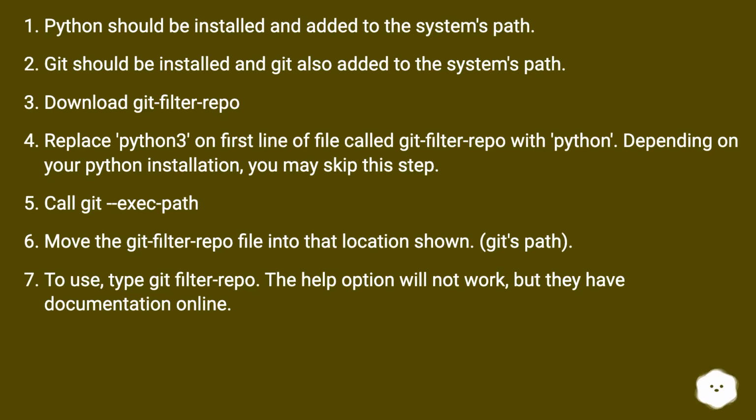Call git --exec-path. Move the Git-Filter-Repo file into that location shown. That's Git's path. To use, type git filter-repo. The help option will not work, but they have documentation online.